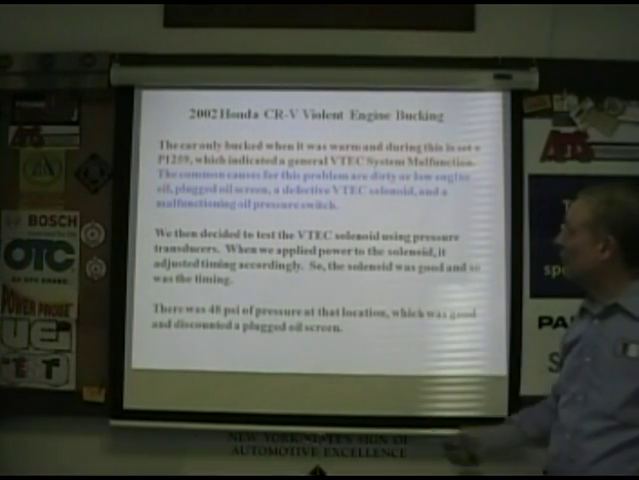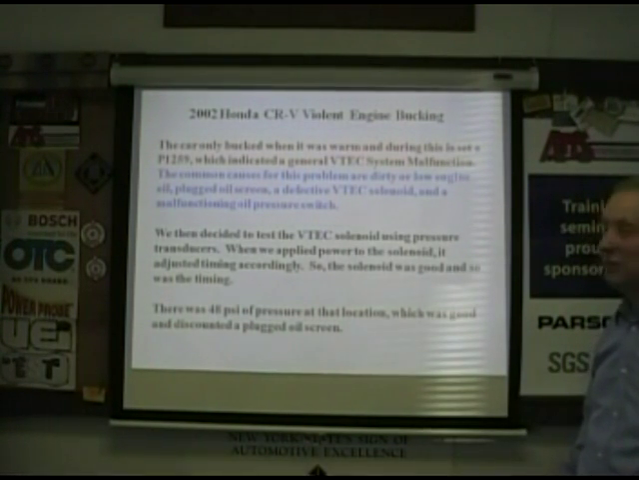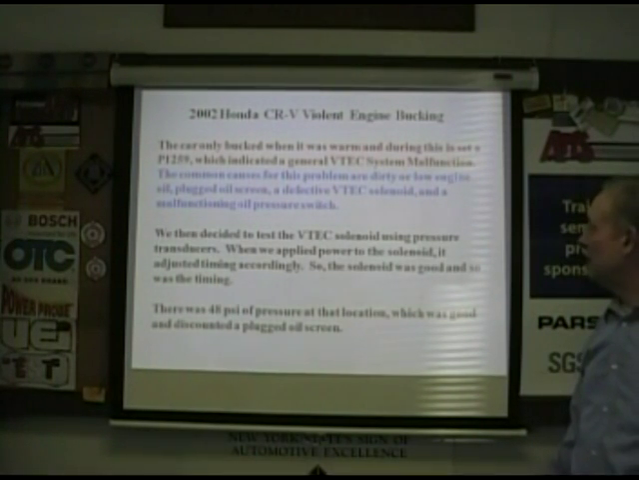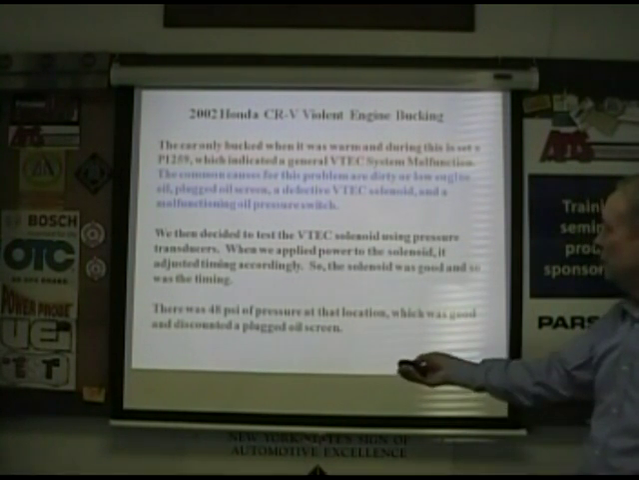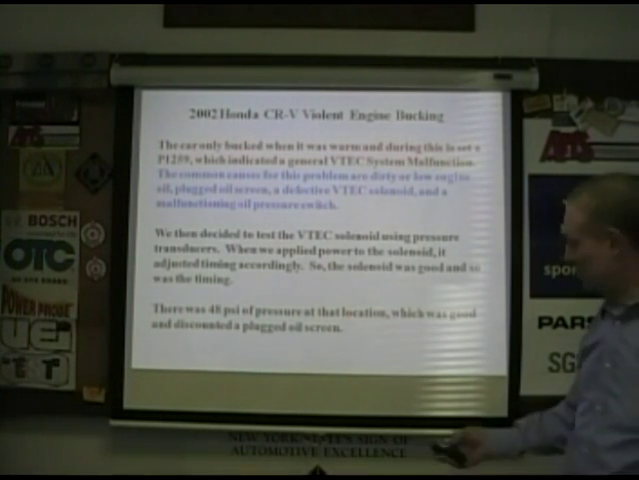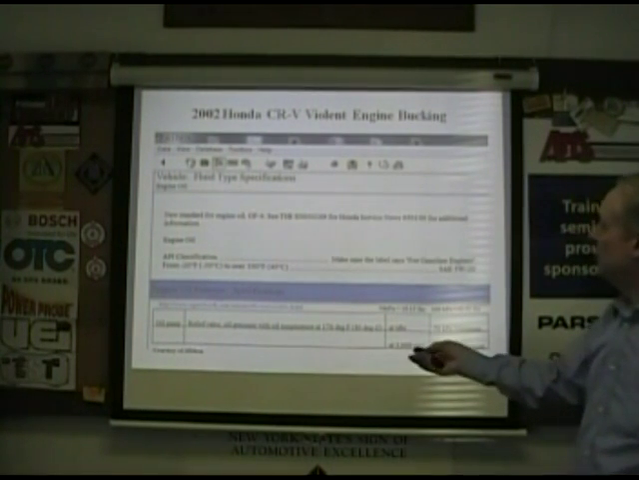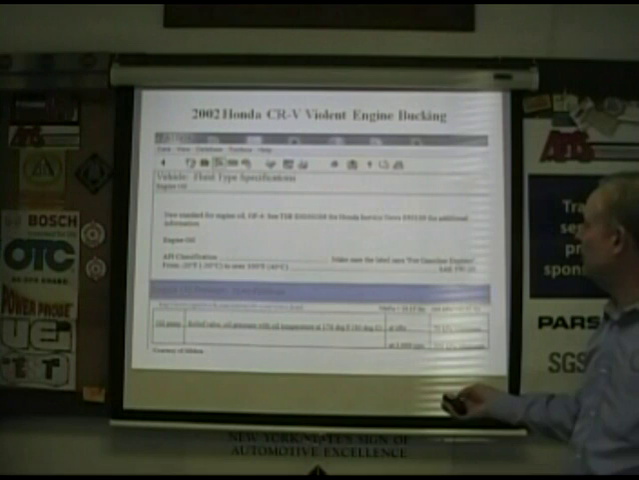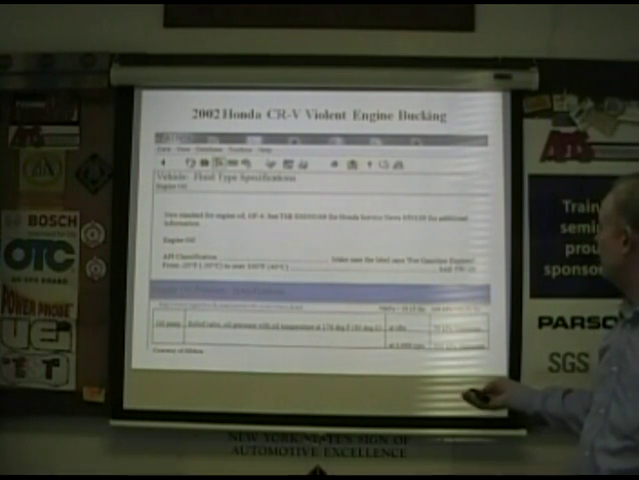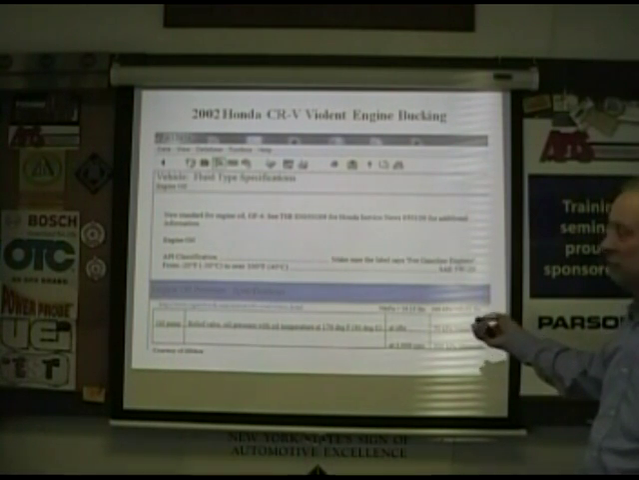Common causes, again, are listed here, and the shop decided to test the VTEC solenoid using pressure transducers. They applied power to the solenoid, and it adjusted timing correctly. They also measured pressure. It was 48 pounds of pressure at the location, which was good. They're discounting basically a plugged screen, a restriction. All right, here are the specs. There's a TSB on this for this symptom. And the important thing to see here is that they want 5W20 oil.